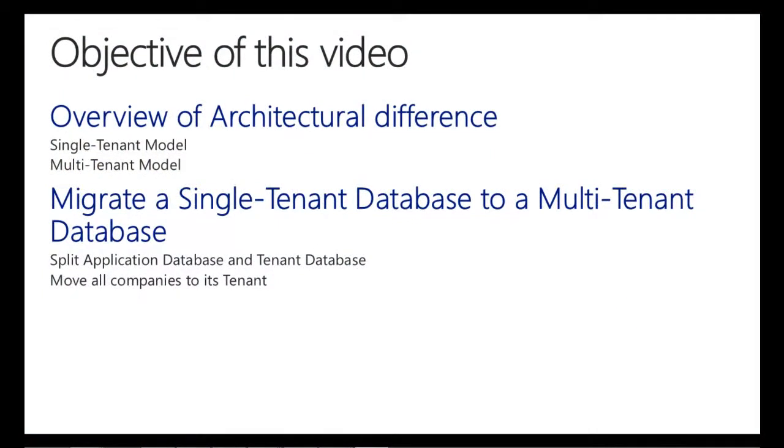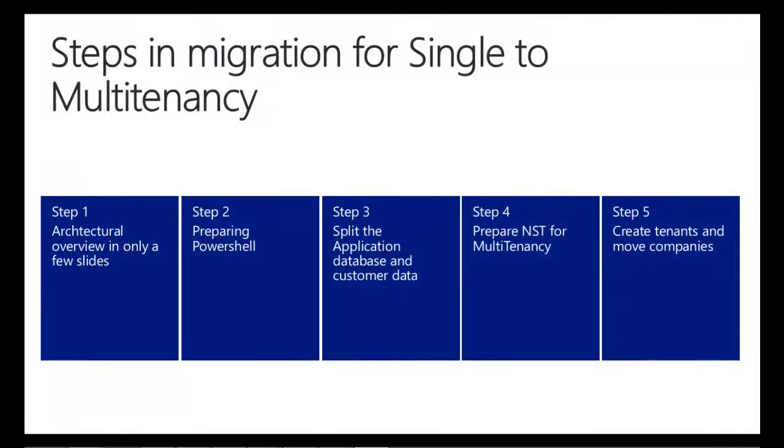During this video, we will do a migration from a single tenant to a multi-tenant model. But first, we will explain what the architectural difference is. We will not go too deep into the architectural difference, as that is not the objective of the video. We will do all this in 5 easy steps. As I explained, we will first give you a brief overview. And next we will do all the PowerShell steps, which is first preparing it, next splitting the database and the customer data, then we will prepare the NST for multi-tenancy, to conclude with moving the companies to its tenant.